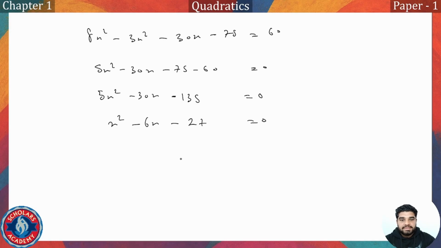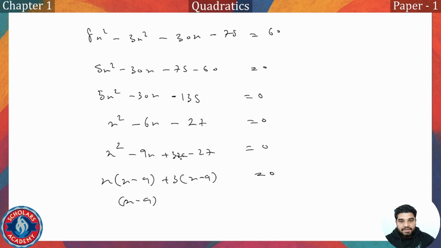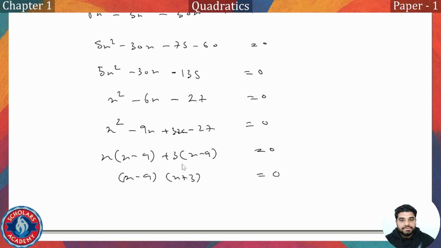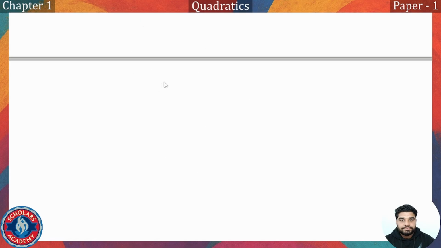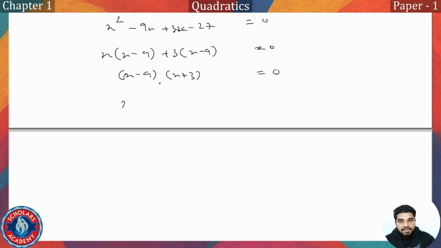So if I see, we can factorize this by 9 and 3: x square minus 9x plus 3x minus 27 is equal to 0. So x minus 9 and plus of 3 (x minus 9) is equal to 0. We get (x minus 9) and (x plus 3) is equal to 0. So the two values of x are x is equal to 9 and x is equal to minus 3. These are the two values of x.